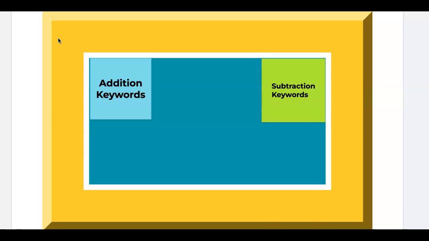So this is where I would have students write a blue sticky note under addition, and they could put words such as sum, add, total, and then green sticky notes under subtraction where they would put less than, remaining, words like that.